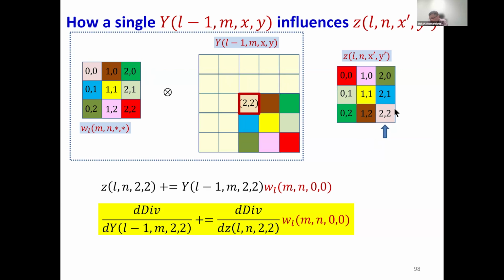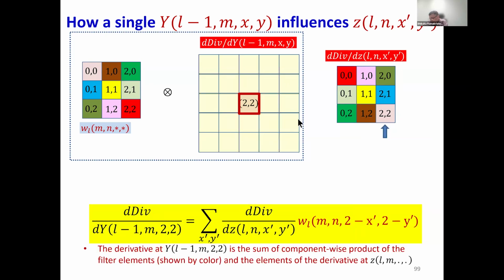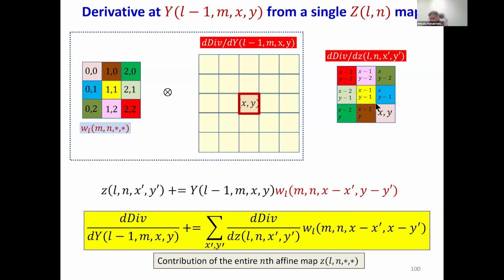And so, in general, here's what we're going to find. If I want to compute the derivative of the divergence with respect to y22, I'm going to have to flip this filter and place it on the derivative map for Z with the top leading corner now sitting at 22, and then just perform an inner product. Or more generally, for any xy, to compute the derivative for yxy, I'm going to have to flip the filter and place it with the bottom right corner at xy and compute the inner product. Does this make sense?